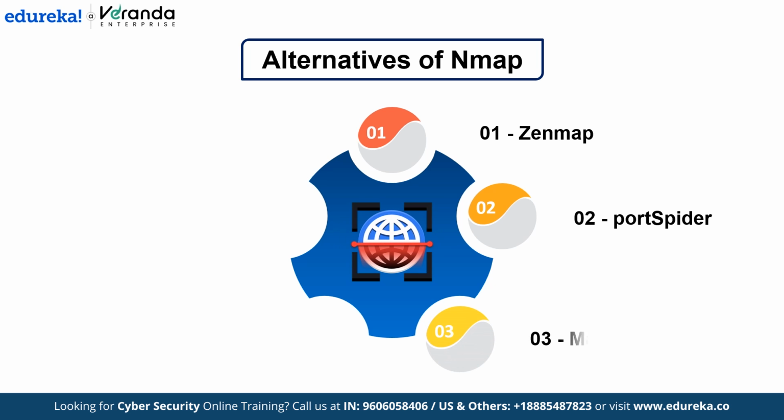The next is the MASCAN. MASCAN is renowned for its high-performance capabilities, allowing it to scan a vast number of IP addresses rapidly. It's optimized for asynchronous transmissions, enabling it to scan the entire IPv4 internet in a matter of minutes. However, MASCAN provides less detailed information compared to Nmap, focusing primarily on identifying open ports.